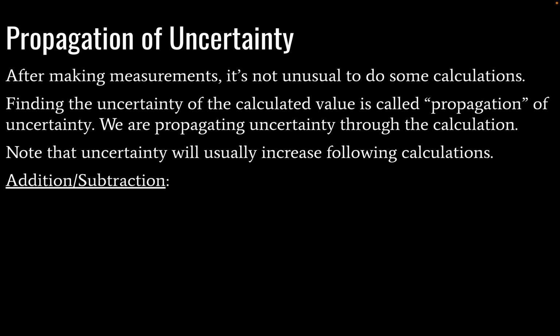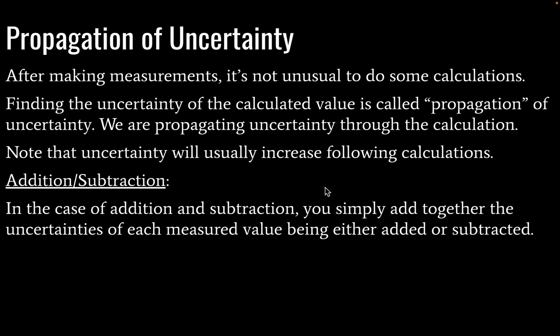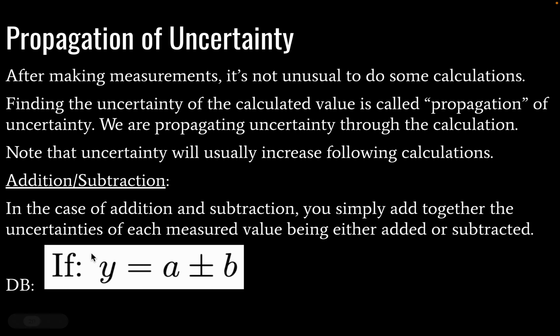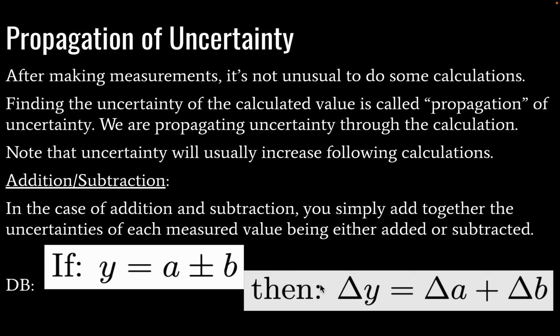Okay, so first let's look at propagation of uncertainty for addition and subtraction. So for addition and subtraction, you simply add together the uncertainties of each measured value. It doesn't matter if you're adding or subtracting. For the uncertainty propagation, you will add. Okay, so the data booklet has this. If y equals a plus or minus b, then the uncertainty of y will equal the uncertainty of a plus the uncertainty of b. So this delta here in each value signifies uncertainty in this case.